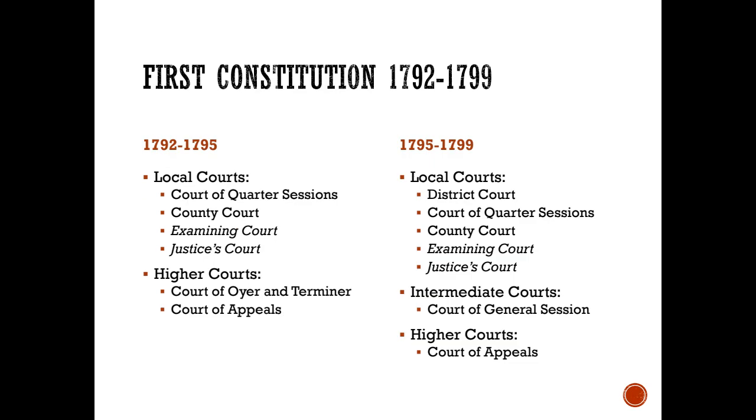Okay, so in summary, the first Constitution. This is a quick summary of how they began in 1792 and then how they changed in 1795. So this is the kind of courts that existed locally and in the intermediate and then the higher courts. Again, the first Constitution was very much an experiment, and they kept trying new ways to organize the judicial system as our population started to grow with new people coming in.